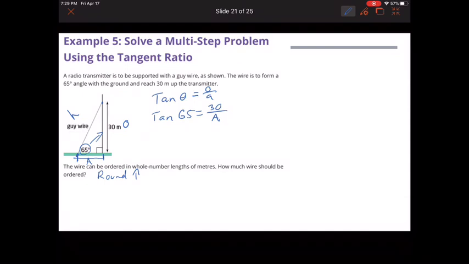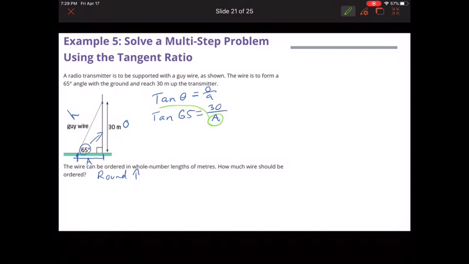So we need to find our adjacent first. So we need to reorganize this formula. We can't just move the 30 over because the 30 is on top. So we need to move two things to get this A to be isolated. First we've got to get it out from underneath the 30.